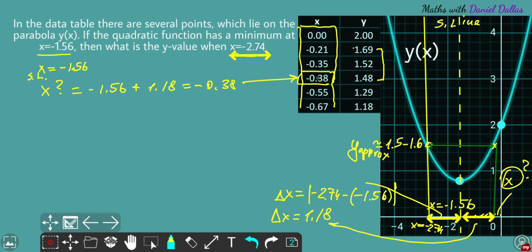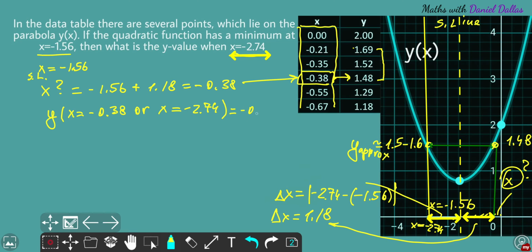So hopefully we can establish the final y value to be 1.48, and this is the solution. So that's the fast track. The y corresponding to x equals negative 0.38, or to x equals negative 2.74, doesn't matter, because the parabola is symmetrical around your line of symmetry. It means the y value will be the same.